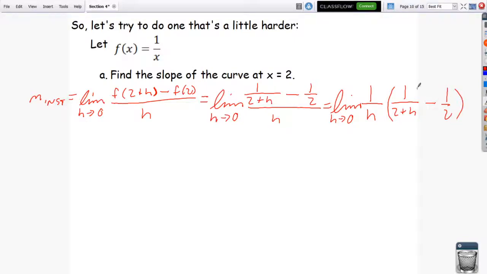And now this scares me. I've got two fractions being combined. Shouldn't scare me too much because I happen to know how fractions work. If I want to add two fractions together, I just have to make sure that they have common denominators.